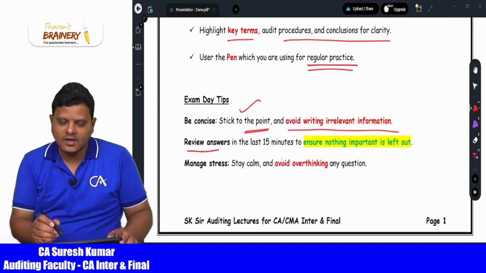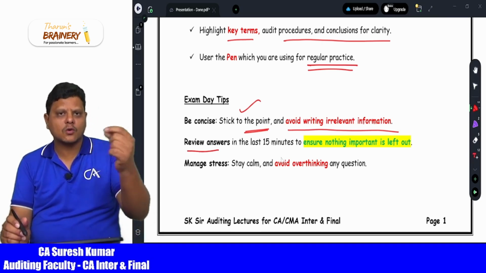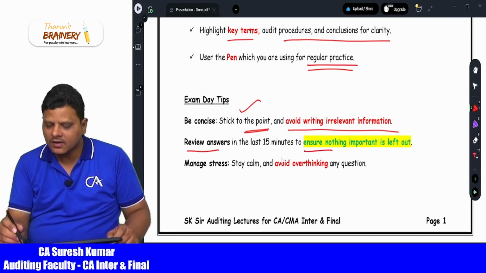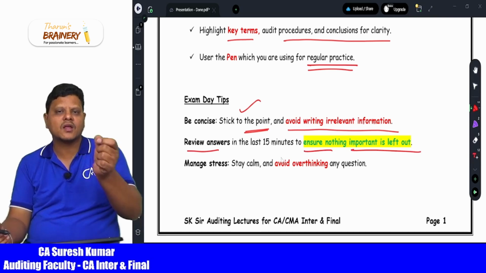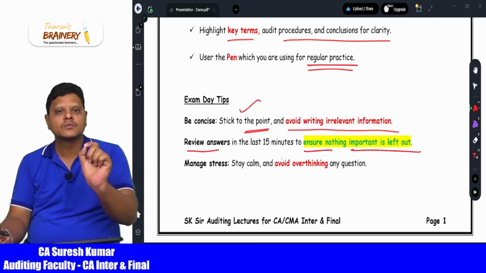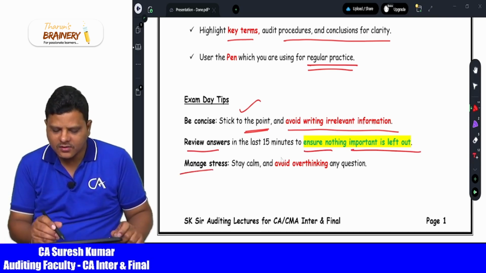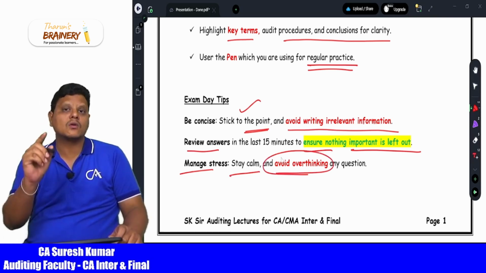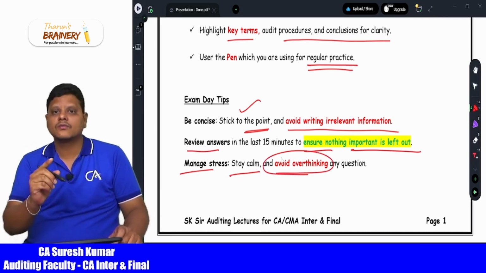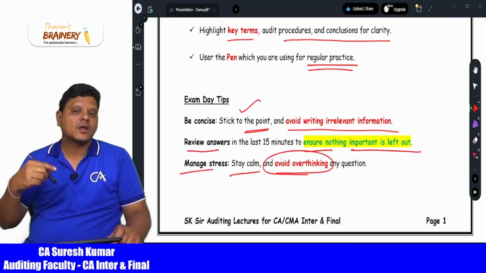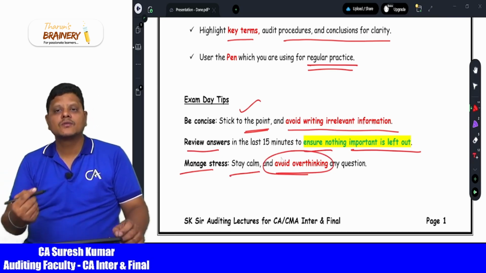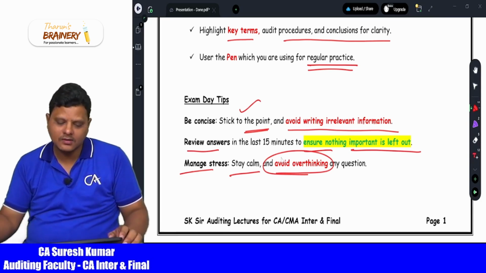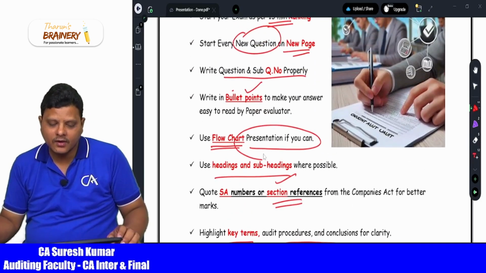Then review the answers if time permits. Please go through the question numbers, all the answers, important points, highlighted points, everything. Then ensure that nothing important is left out. If anything is left out, give a reference number or standard number, just quote that. Then manage your stress, stay calm in the exam center, and avoid overthinking any question. Don't write wrong answers for the right questions. Giving irrelevant information will have a bad impact on your paper. So these are the presentation tips for your examination.